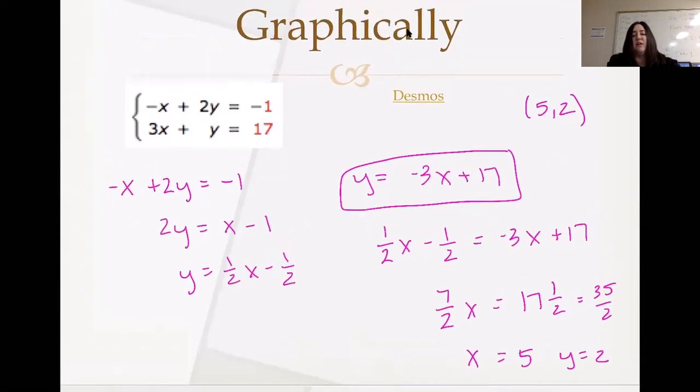But Desmos is very nice. It's even nicer than a graphing calculator because it actually shows that point of intersection, and you can just click on it and find the solution or solutions depending on how many times they intersect.